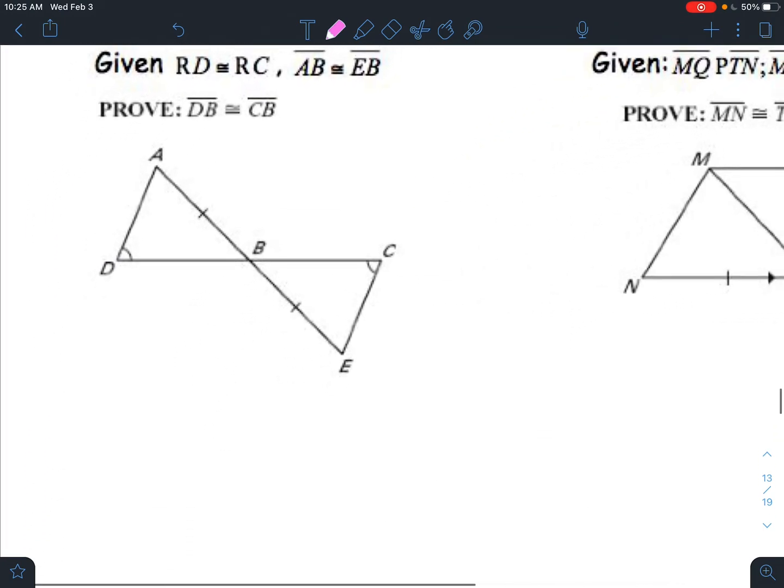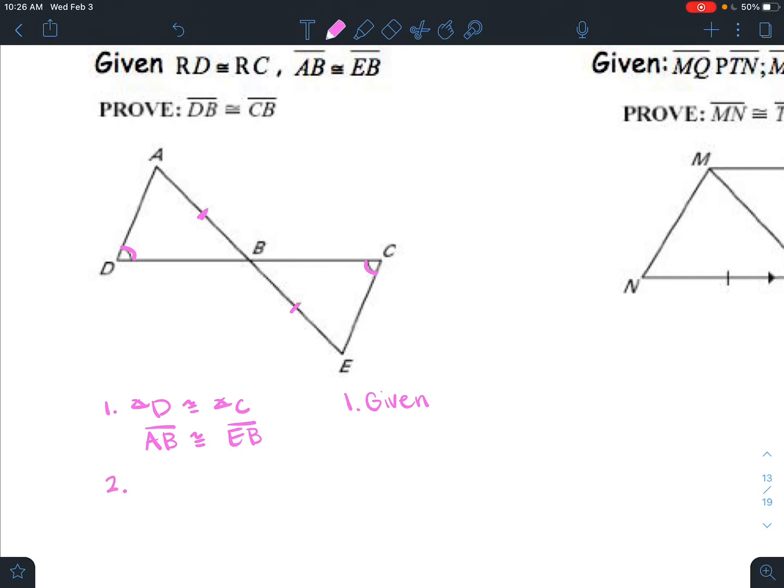So let's start here with a two-column proof. These marks are angles. So angle D is congruent to angle C, and AB is congruent to EB. Those are given to us. And remember those three things that we look for. We look for reflexive pieces, which I don't have any.